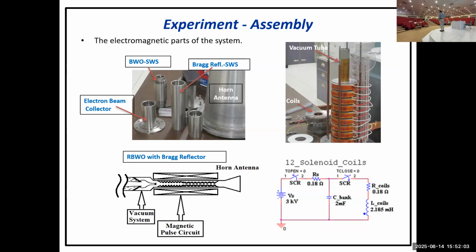I showed this before, right? We had to have some extra coils to compensate for this, because the previous experiment was using a Kovalev or cavity reflector. Now here we need a Bragg reflector, which is a longer slow wave structure. So we have to have extra coils, and we have to add more capacitor banks to go to the 2 Tesla magnetic field that we want.